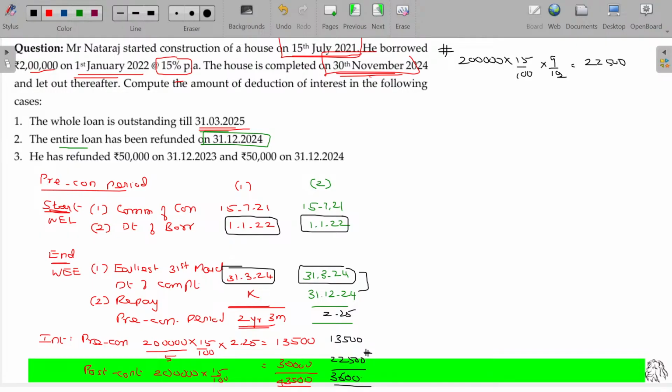Clear? What about the next year, sir? Next year you don't have the post-construction interest, only the pre-construction period. Is that clear? 36,000. What about the next year? In the next year, again, you can claim only the pre-acquisition period interest, 13,500 for 4 years. Because repayment is over, you don't need to claim hereafter. Okay. Clear?